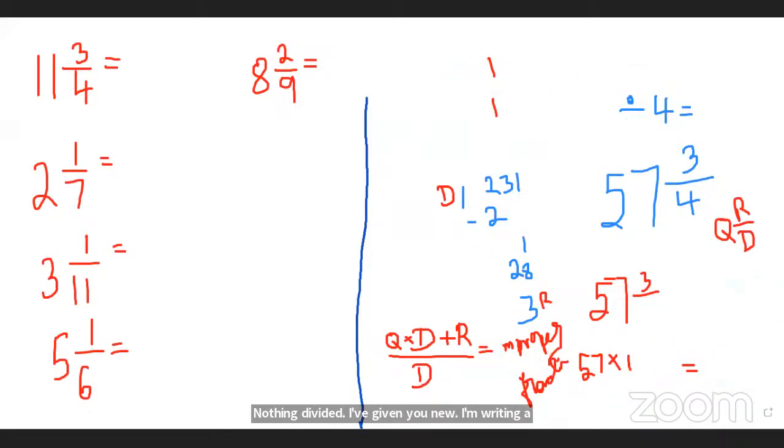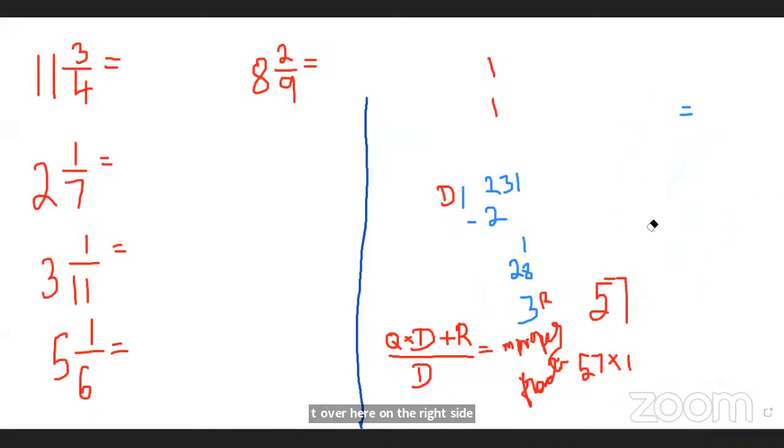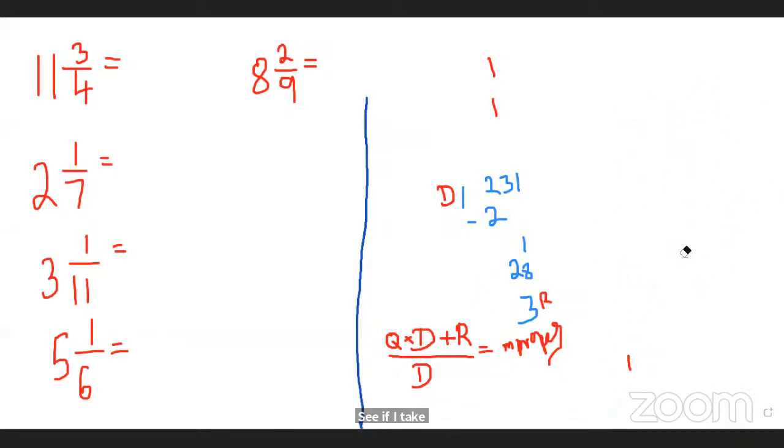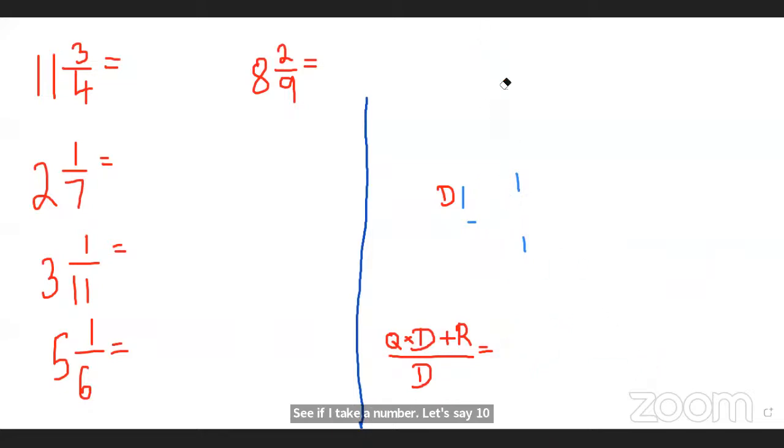So if I take a number, let's say 10 divided by 3. What's the quotient? 10 divided by 3. What is the quotient? Quotient is the number of times that the number is divisible by the denominator.